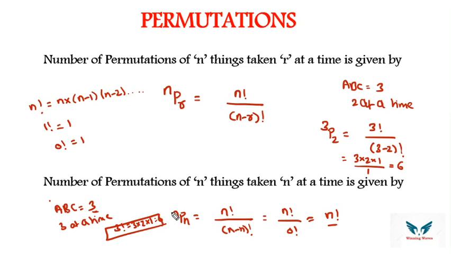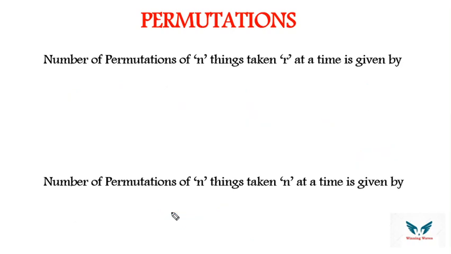So these two formulas are very important, NPR as well as NPN. NPR means n factorial by n minus r factorial. Similarly, NPN means nothing but n factorial, right? Then let's go for the usage of combinations.